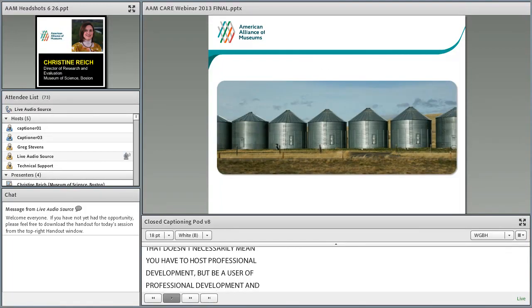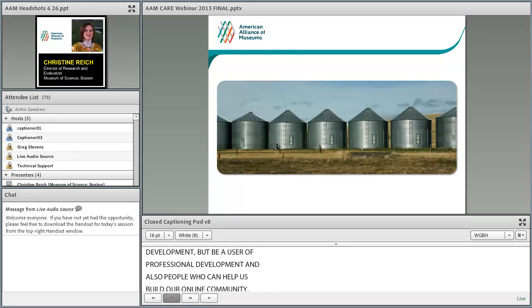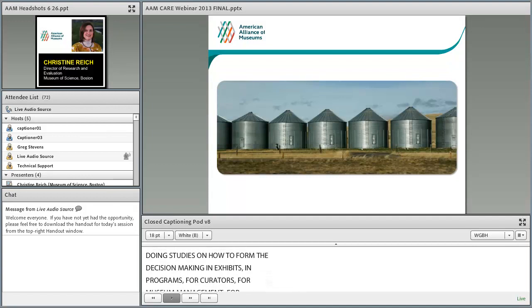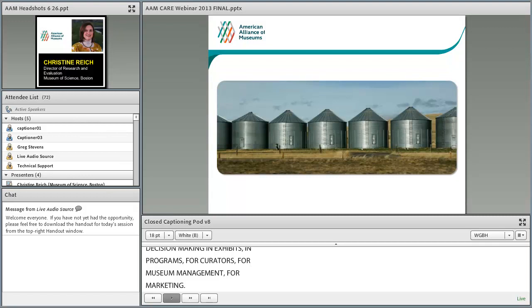As Greg mentioned, one of the things that I think is unique about CARE is that people who conduct audience research and evaluation are generally doing it in concert with other individuals within their museum. So particularly those of us that are internal, we're never doing studies for ourselves. We're doing studies that help to inform the decision-making in exhibits, in programs, for curators, for museum management, for marketing. And one of the things that we've come to realize is how closely we work with all the different professional networks that are part of AAM.